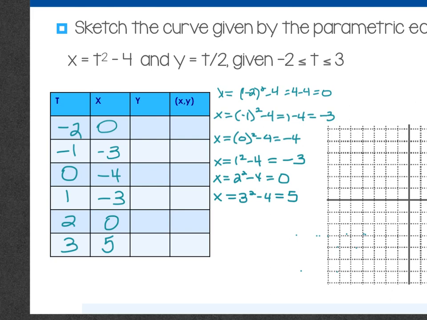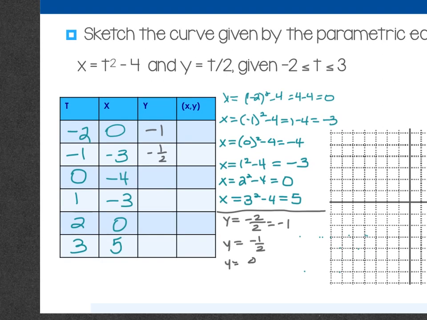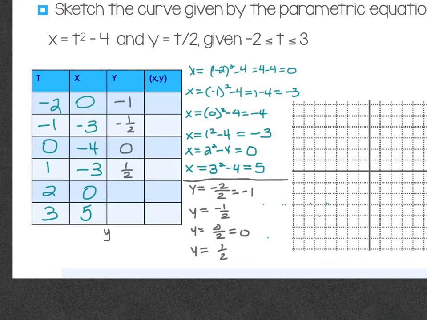With me so far? Now I'm repeating that whole process, this time for y. So y equals t over 2, which would be -2 over 2 or -1. y equals -1 over 2, which is -1/2. y equals 0 over 2, which is 0. y equals 1 over 2. y equals 2 over 2. And y equals 3 over 2.